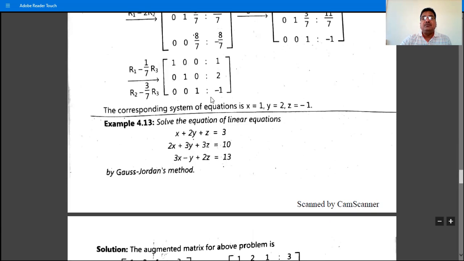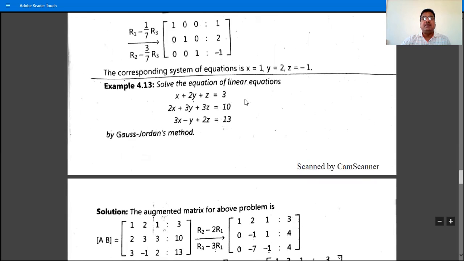Rewrite the equations from this matrix. So 1 into x plus 0 into y plus 0 into z, that is x is equal to 1. We have x is equal to 1. Then 0 into x plus 1 into y plus 0 into z means y is equal to 2. And lastly, this into x plus this into y plus this into z means z is equal to minus 1. So we have the solution by the Gauss-Jordan elimination method.